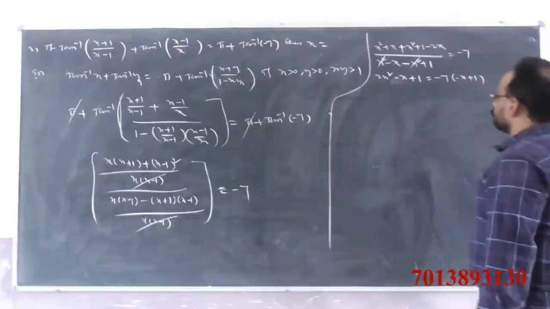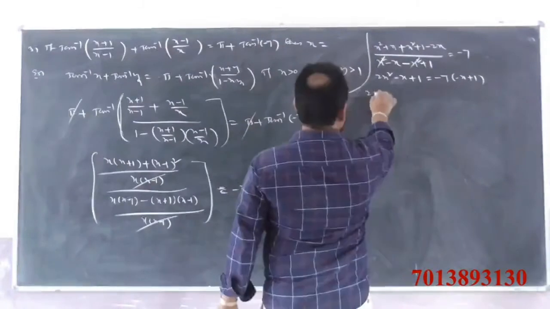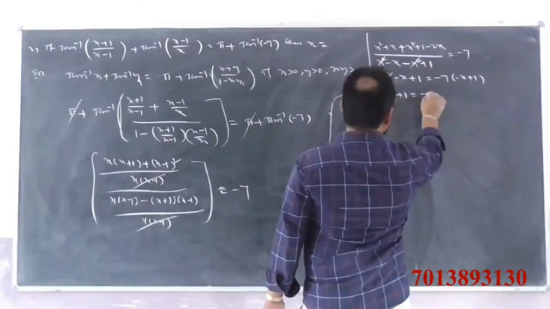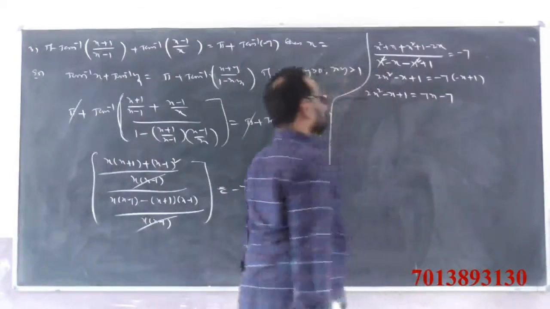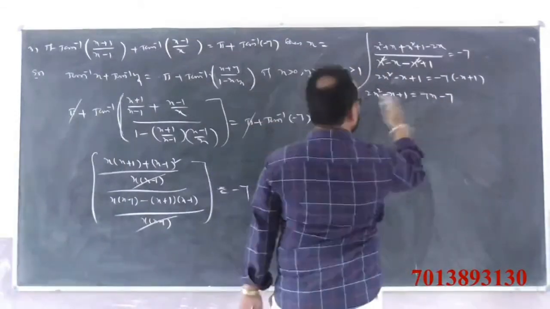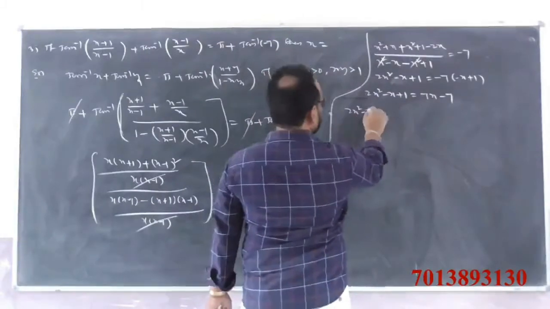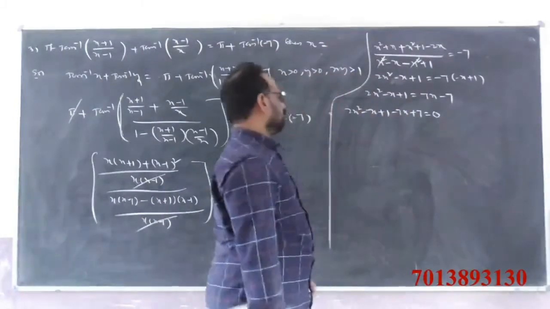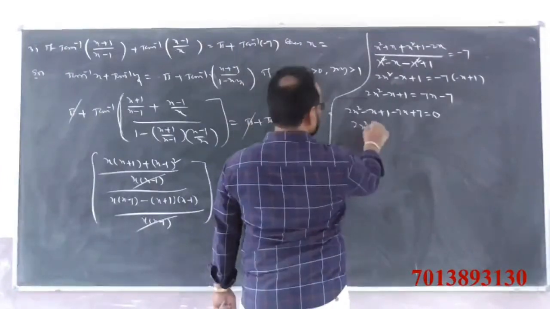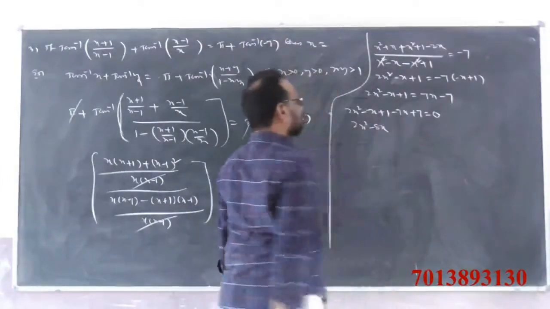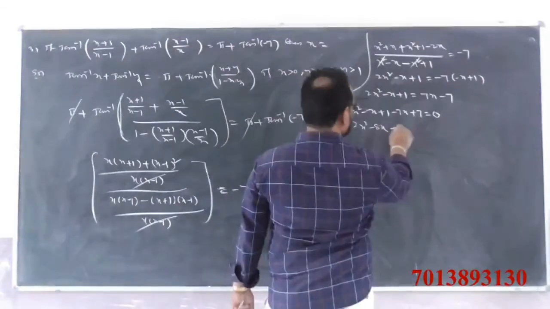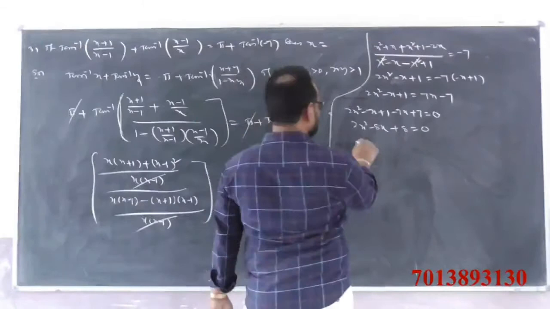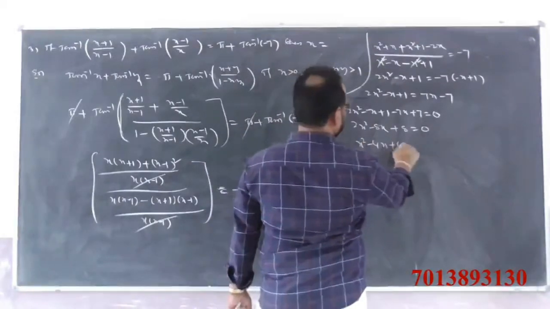So 2x square minus x plus 1 is equal to minus of minus plus 7x minus 7. So if you transpose here, 2x square minus x plus 1 minus 7x plus 7 is equal to 0. Clearly 2x square minus 8x, minus x minus 7x is minus 8x, 7 plus 1 is 8, equal to 0. If you take 2 as common, we get x square minus 4x plus 4 is equal to 0.